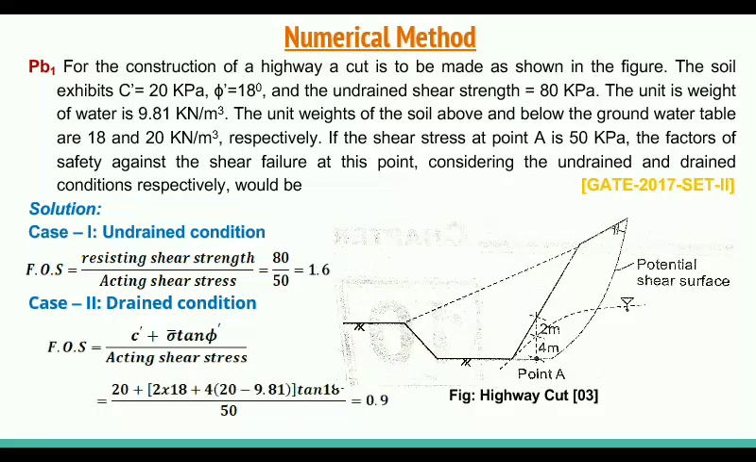So c dash, just put the value of 20 that is given in the question. Tan phi, that is given as 18 degree. Now we can calculate sigma dash. The soil above the water table is 2 meters, so 2 into 18, the unit weight of soil is 18. Plus, now we write the submerged part, because we have to calculate the effective stress. The submerged height of soil is 4 meters, so 20 is the saturated unit weight minus gamma w, 9.81. So 20 minus 9.81 is the submerged unit weight. By writing this expression, we can get sigma dash. And by calculating the value of c dash plus sigma dash tan phi dash divided by 50, we can get 0.9.